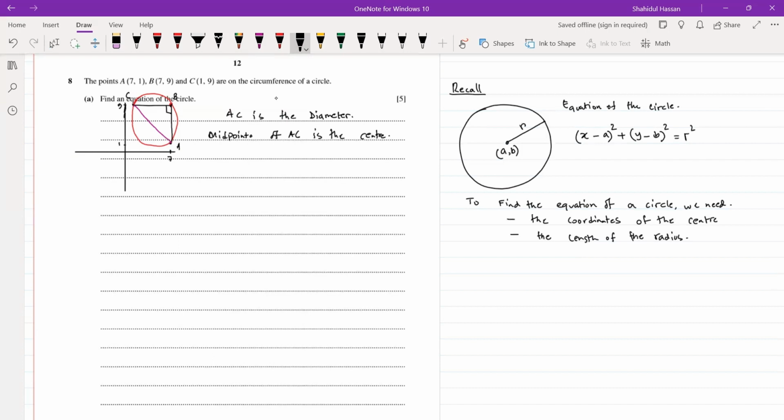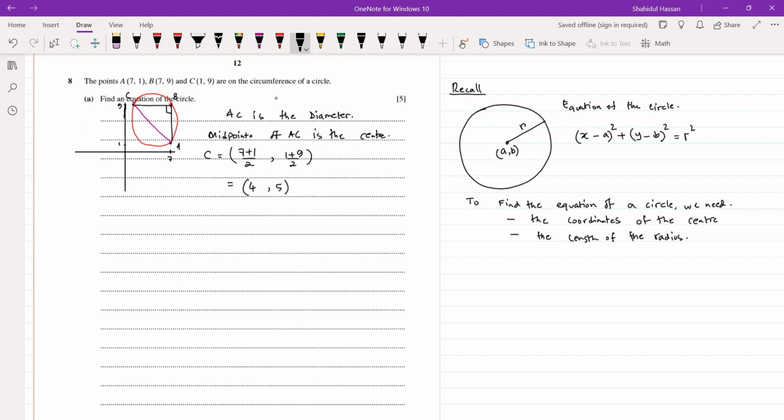Now the midpoint of AC should be equal to 7 plus 1 divided by 2 and 1 plus 9 divided by 2. Add the x coordinates, divide by 2. So this is our center. The center is 7 plus 1 is 8, 8 divided by 2 is 4, 9 plus 1 is 10, divided by 2 is 5. So we have the center.